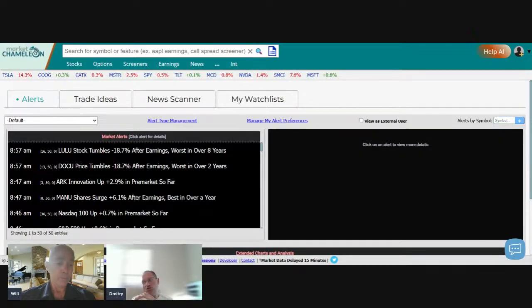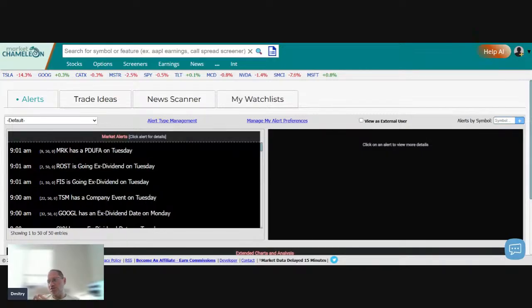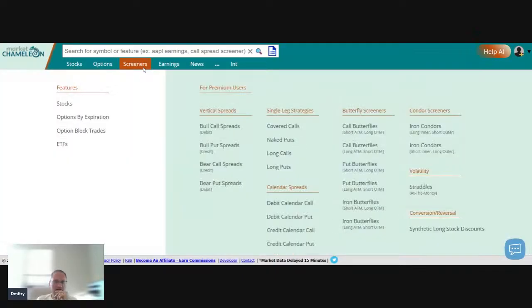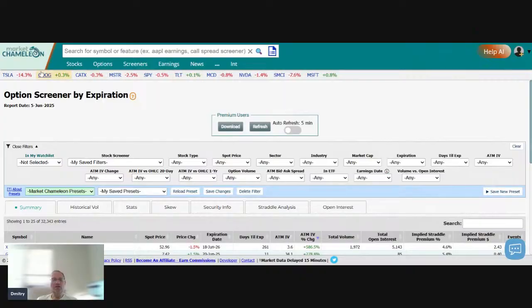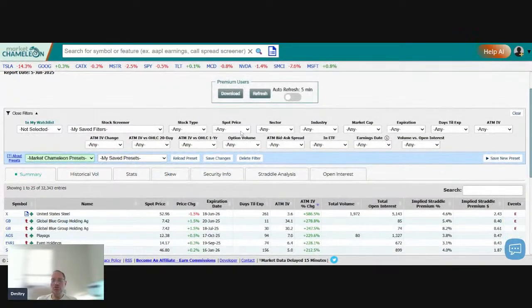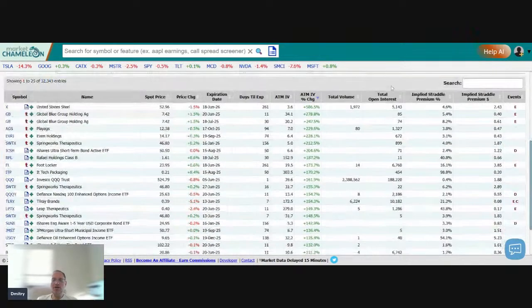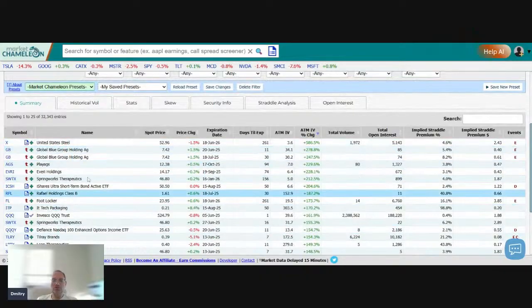So today what we'll do is look at a screener that's anchored or based on option analytics, based on the option expiration. And let me show you what that looks like. We're going to go under screeners and go to options by expiration over here. Click on that. And in this screener, we have filters up top and the data elements below.